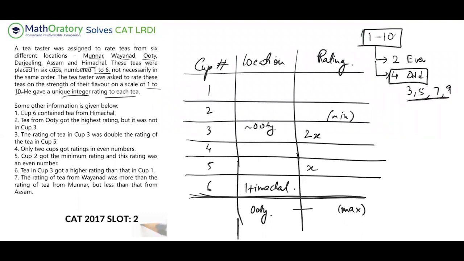Now, none of these are the minimum ones, right? Because it says that the minimum rating was an even number. So the even number has to be less than each of them. So for 3, 5, 7, 9, the minimum rating has to be less than all of these ratings, right? So the minimum rating has to be 2. That is the only even number which is possible. So this is getting a rating of 2 as well. So that is also something we are understanding.